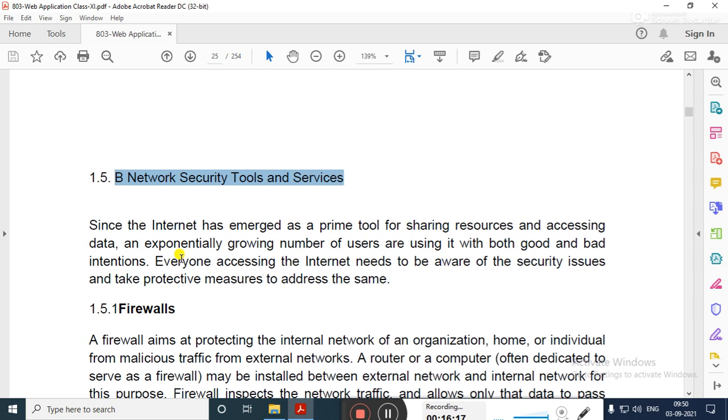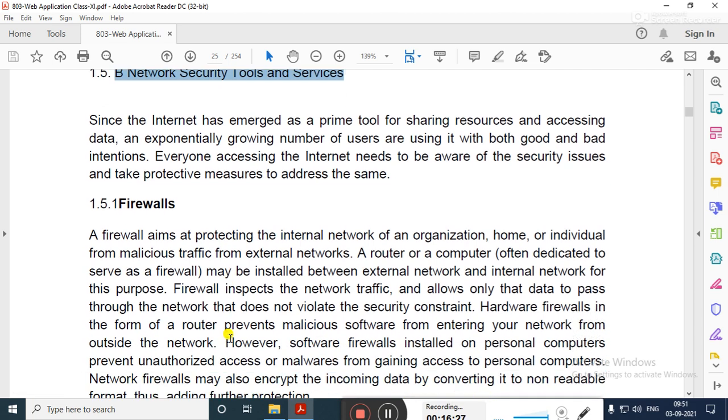What is the meaning of firewalls? A firewall aims at protecting the internal network of an organization, home, or individual from malicious traffic from external networks. So a router or a computer may be installed between the external network and the internal network. For this purpose, the firewall inspects the network traffic and allows data to pass through the network that does not violate the security constraint.